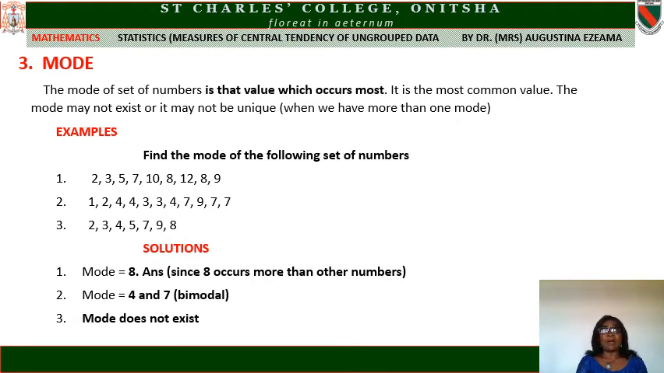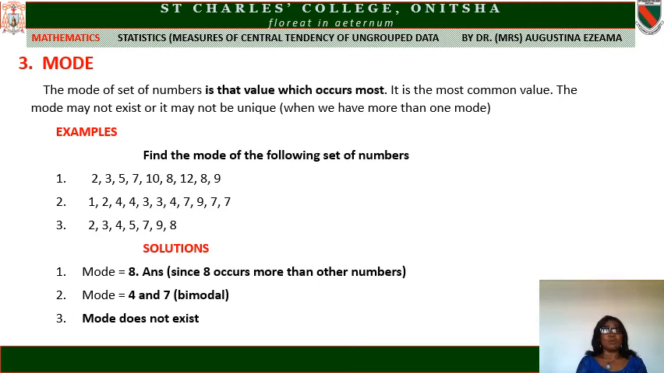Mode here in number 1. If you look at the set of numbers there, you see that 8 appears twice, while others appear only once. Now, 8 is the mode because 8 occurs more than other numbers in the set.